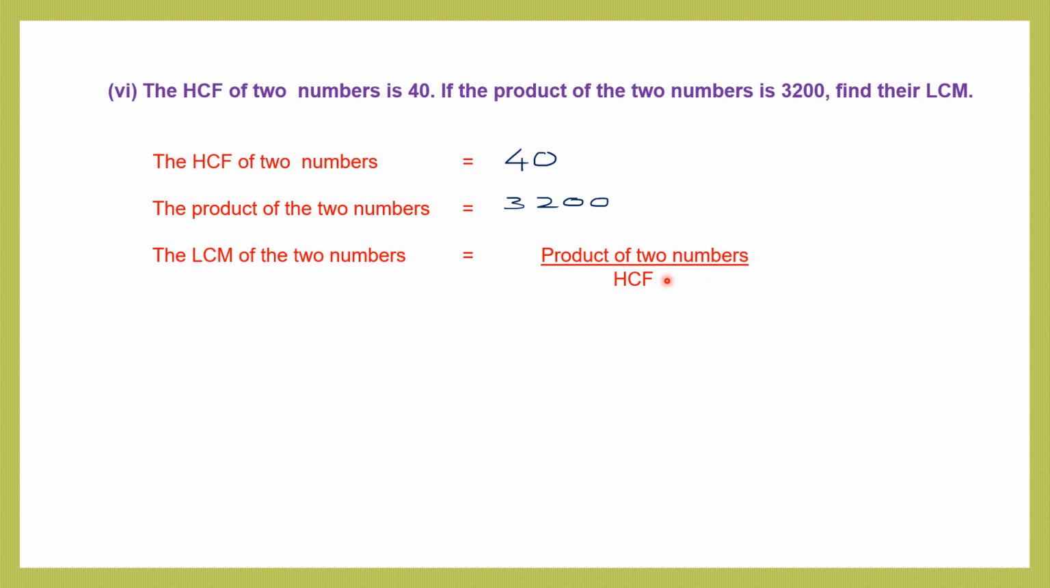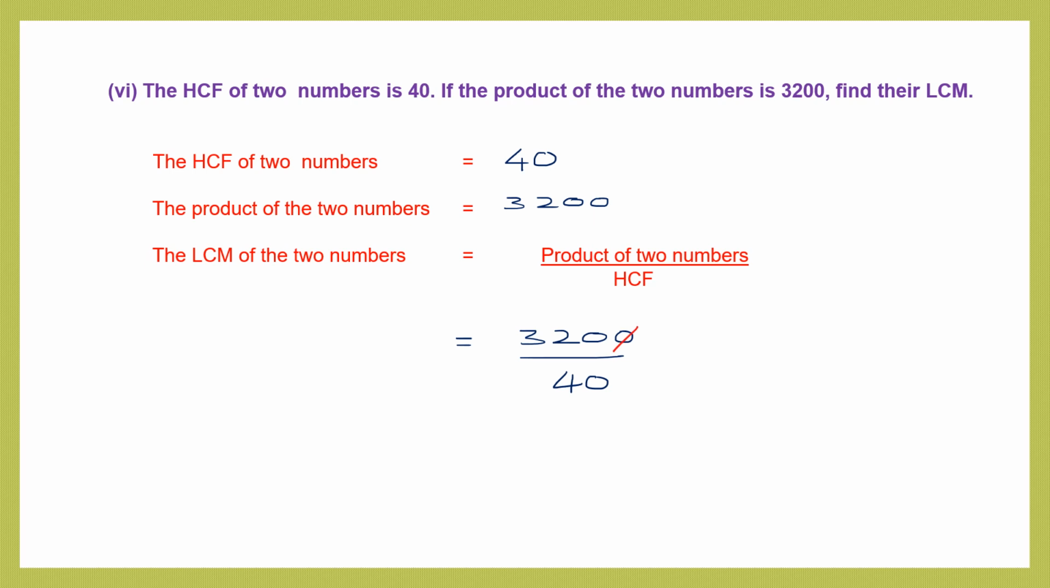So when HCF is given, you put HCF down. You divide it by HCF to find LCM. If LCM is given, you put it down to find the HCF. So same formula to find HCF or LCM. It will just reverse. Instead of HCF, you write LCM. So here, since we have to find the LCM, we put HCF here. We divide it by HCF. So let's do that. Product of two numbers is given to us, 3200. The HCF is given to us, 40. Now let's divide these two to find the LCM.